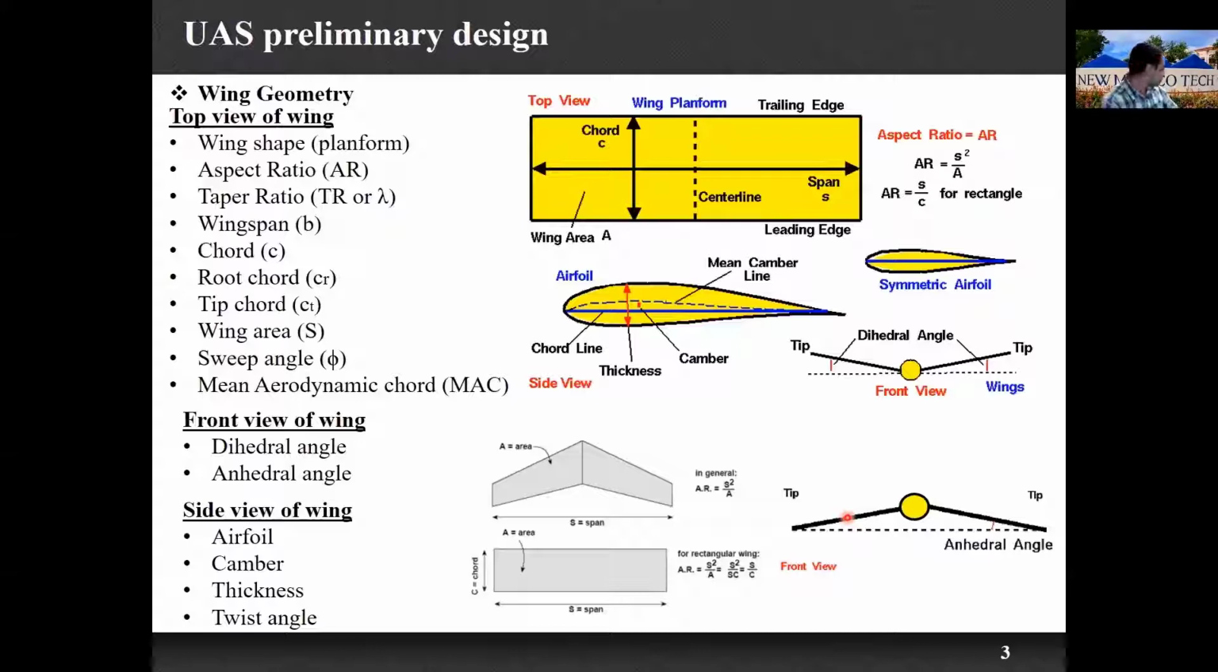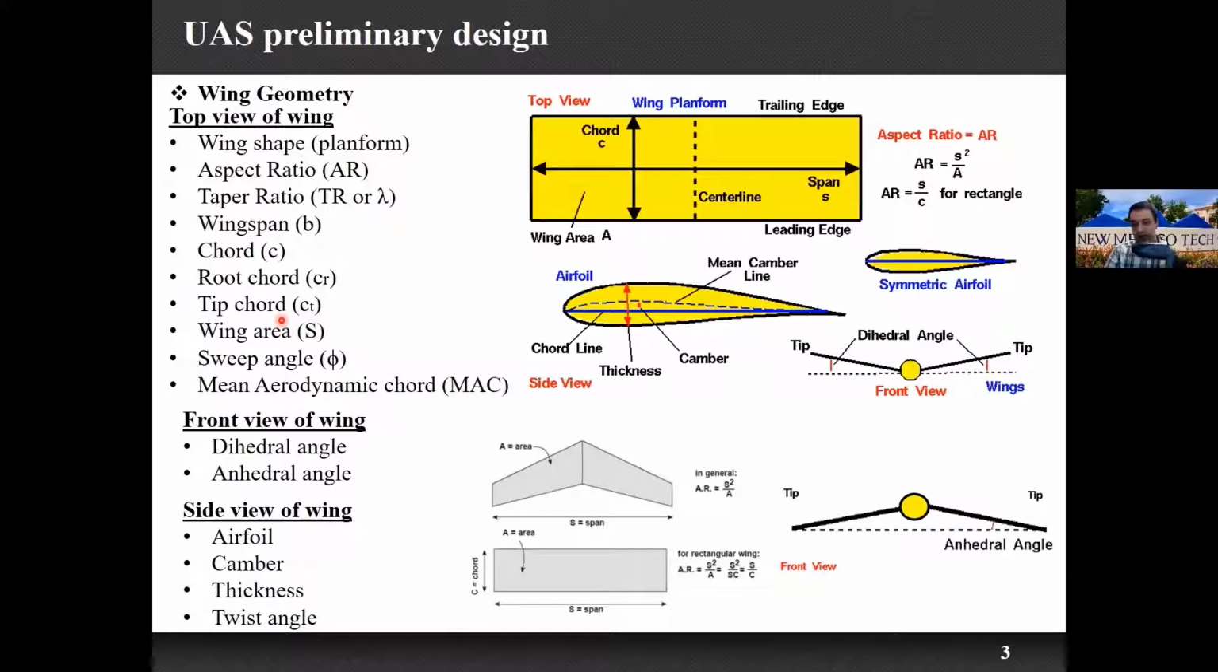Here I'm going to show you an example of the airplanes that we had here. If you look at this airplane, it consists of the wing, fuselage, and other components.